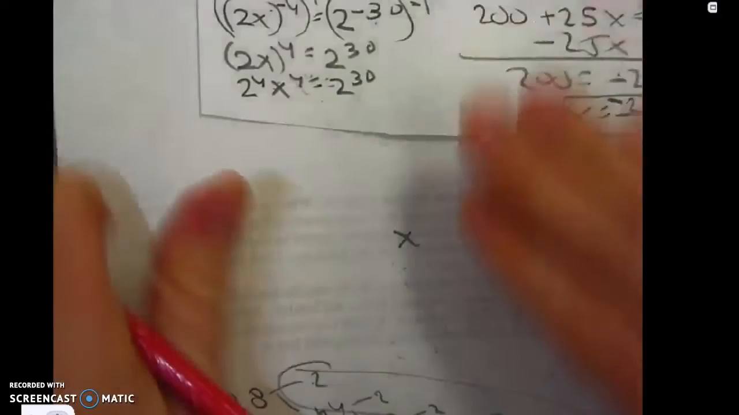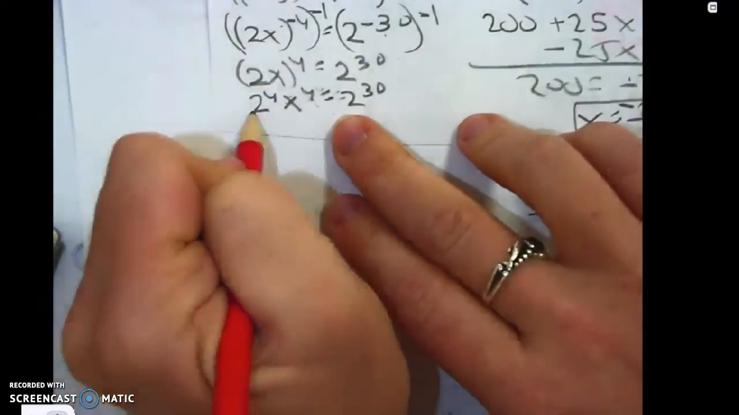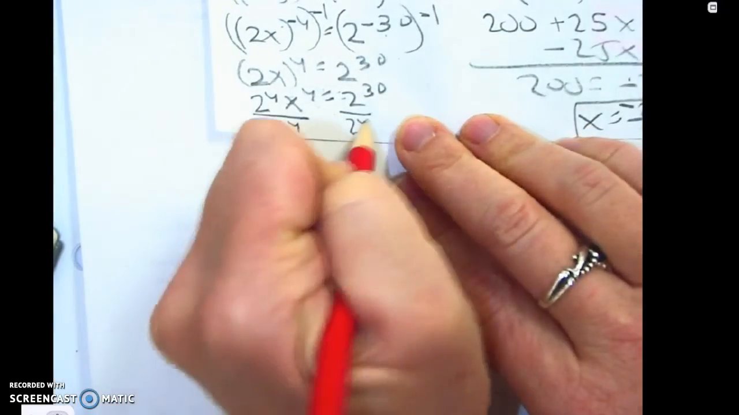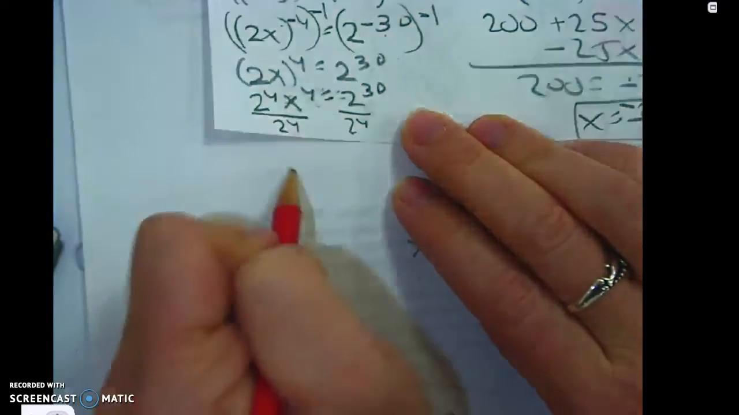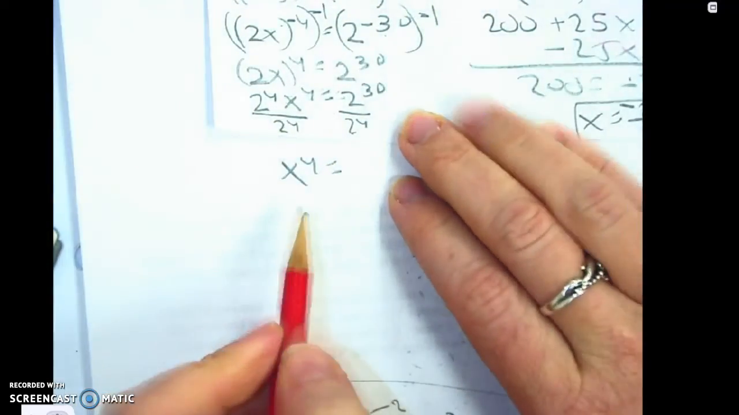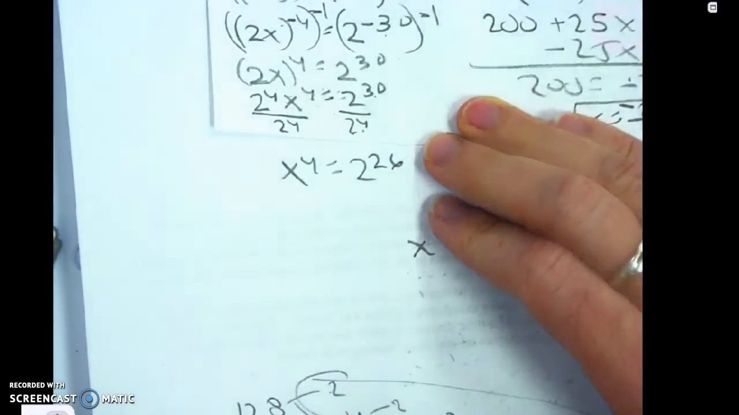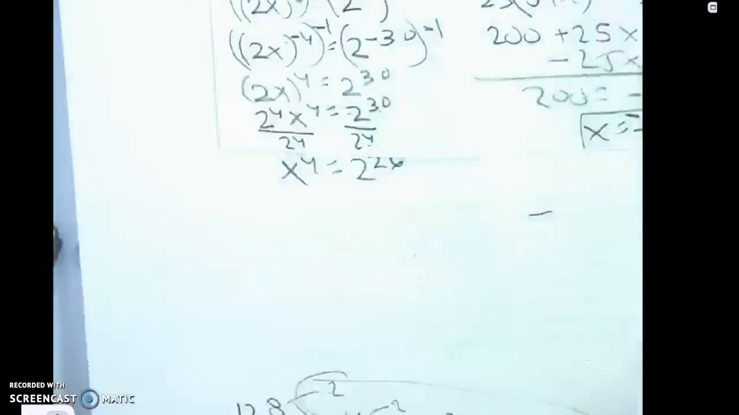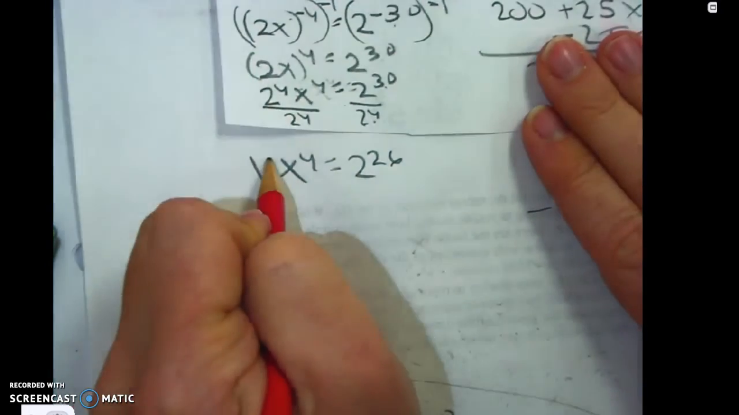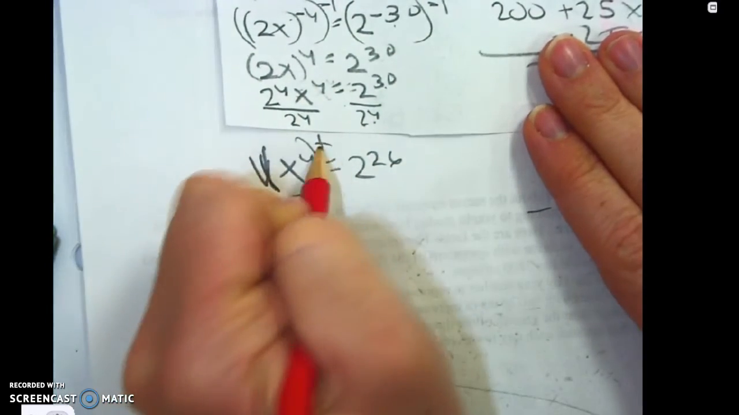Okay? And I notice there are 2's on both sides, so I'm going to divide by 2 to the 4th. I know I'm out of space. Sorry about that. And I'd be left with x to the 4th equals. Remember, when we're dividing exponents, it really means we subtract. 2 to the 26th is still ridiculous, I understand. Take this to the 1/4 power.